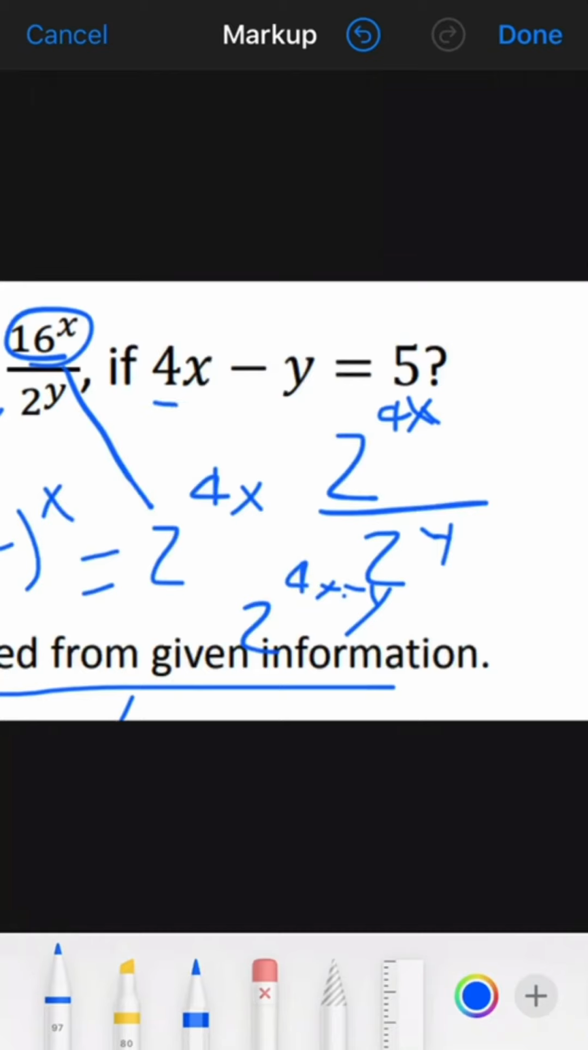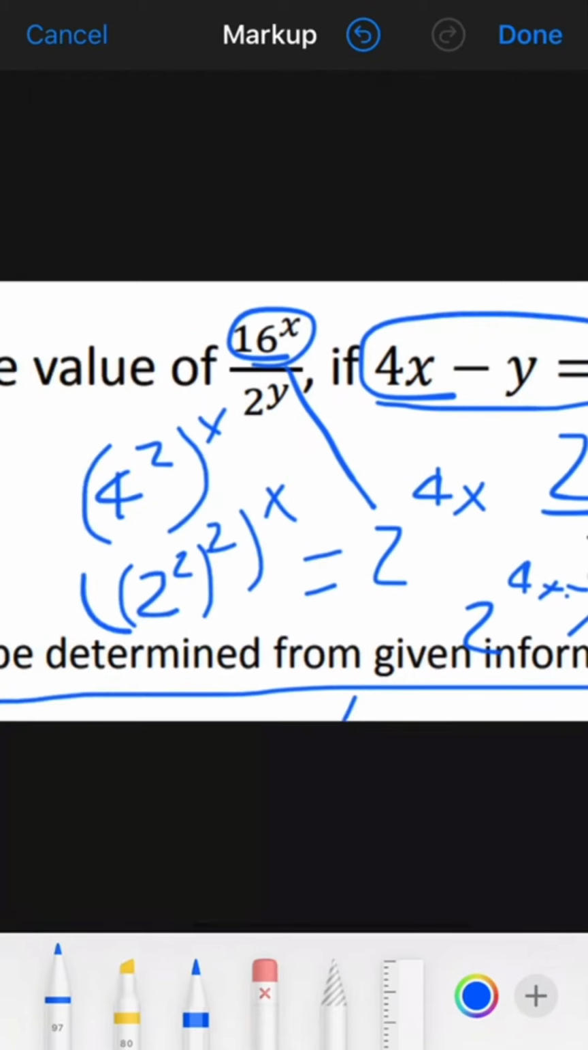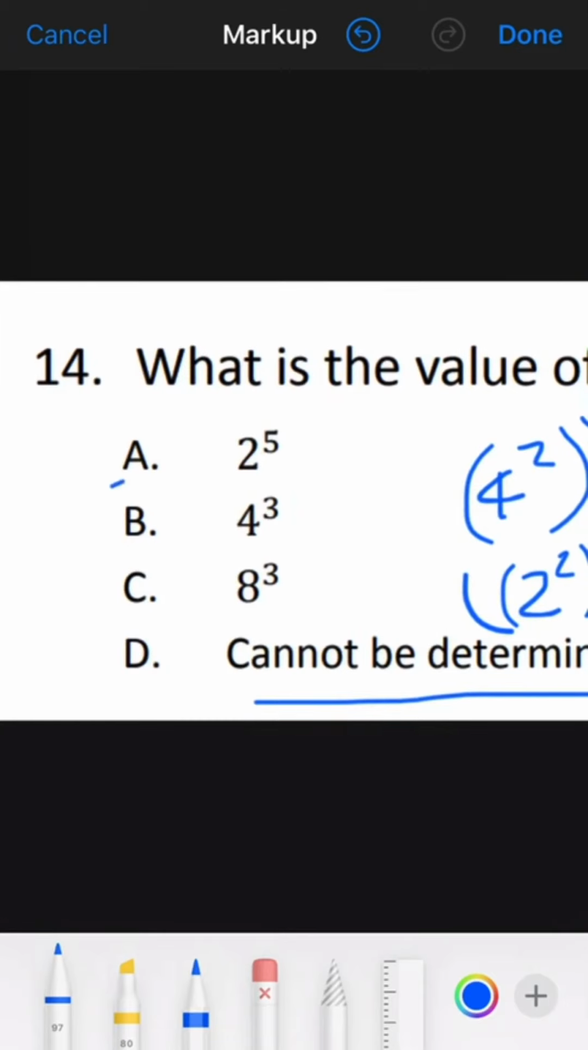And they told us in the original problem that 4x minus y equals 5. So this is 2 to the 5th power, which is choice A.